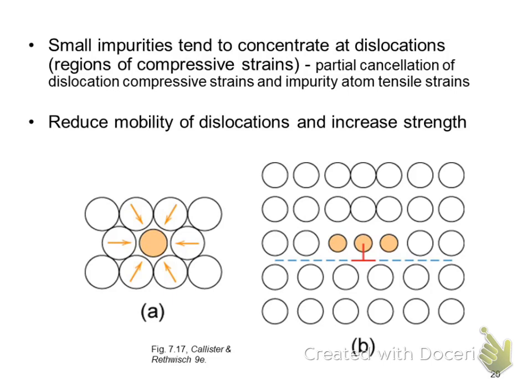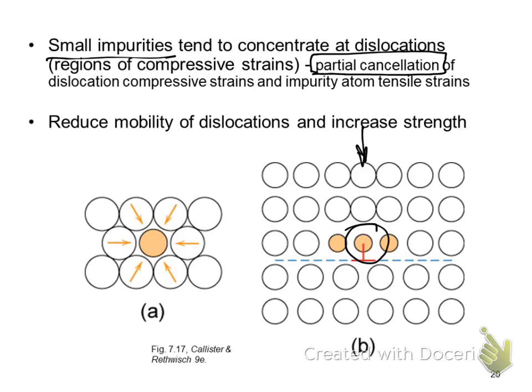An interesting phenomenon is that when you have a small impurity that you've introduced into the system, the locations where you have the extra plane of atoms, which had like this extra space almost, those little atoms want to congregate there. They concentrate themselves in those regions, which are regions of compressive strain. And this is a partial cancellation of, I'm going to circle that because that's kind of interesting, a partial cancellation of the dislocation compressive strains.